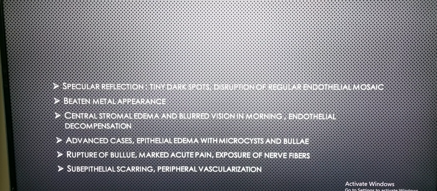Central stromal edema and blurred vision in the morning occur due to endothelial decompensation. In advanced cases, epithelial edema with microcysts and bullae are present. These bullae can rupture, resulting in marked acute pain due to exposure of the corneal nerves. Subepithelial scarring and peripheral vascularization occur in long-standing cases. This picture shows epithelial bullae, and rupture of these bullae will cause severe pain.